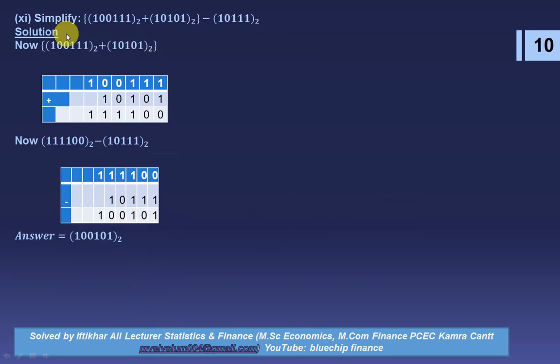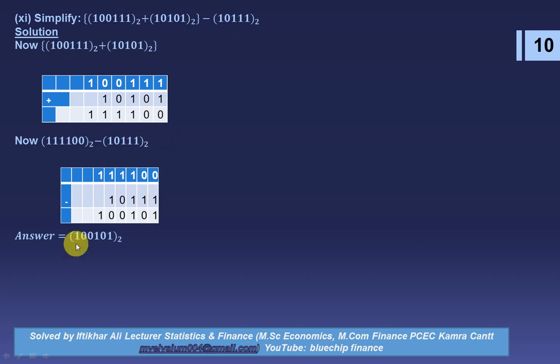Question number 11: simplify 100111 binary plus 10101 binary minus 10111 binary. So first of all, we just add up these two binary numbers. Calculation is given here, and after that we will subtract this binary number from this number, and the calculation is given here.